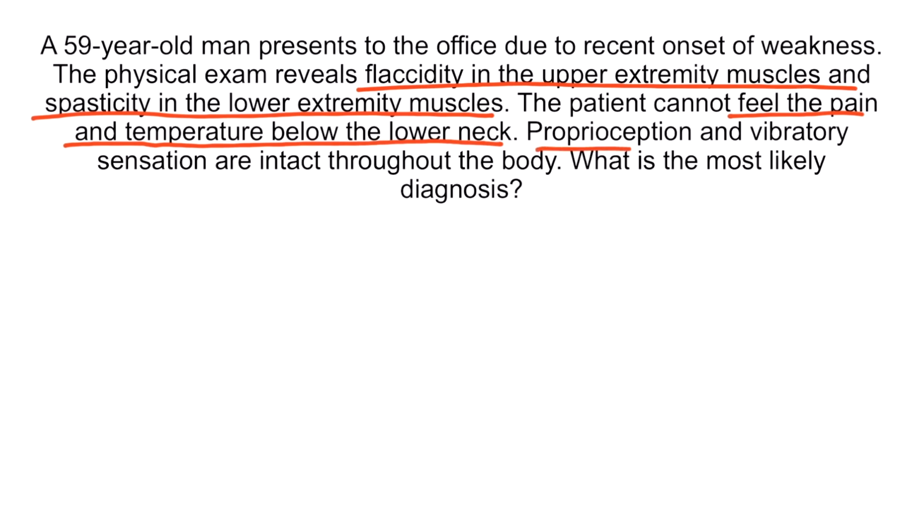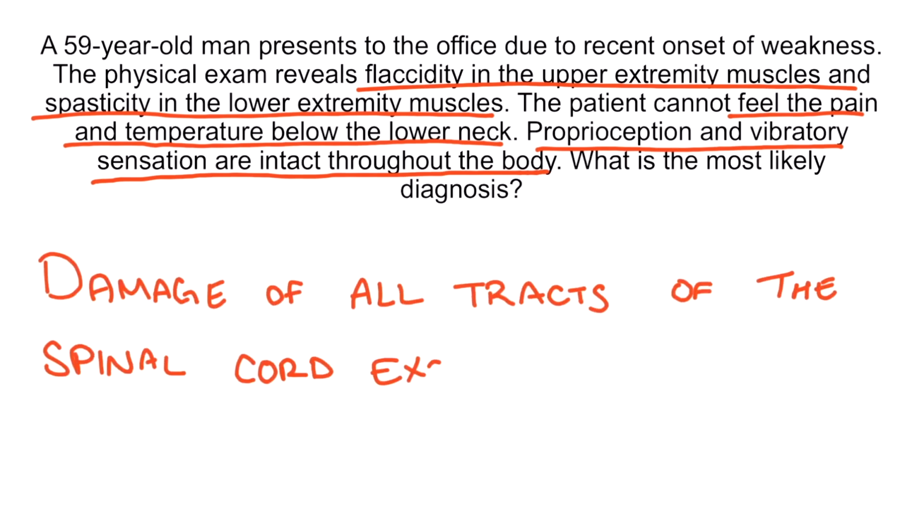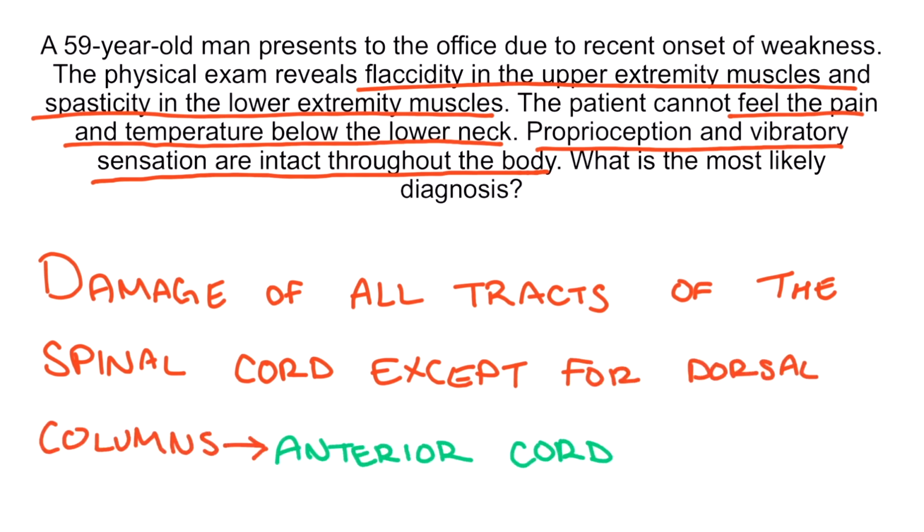spinothalamic tracts. Finally, proprioception and vibratory sensation are intact throughout the body, which means that the dorsal columns of the spinal cord are spared. Damage to all the tracts of the spinal cord except for the dorsal columns is consistent with the anterior cord syndrome.